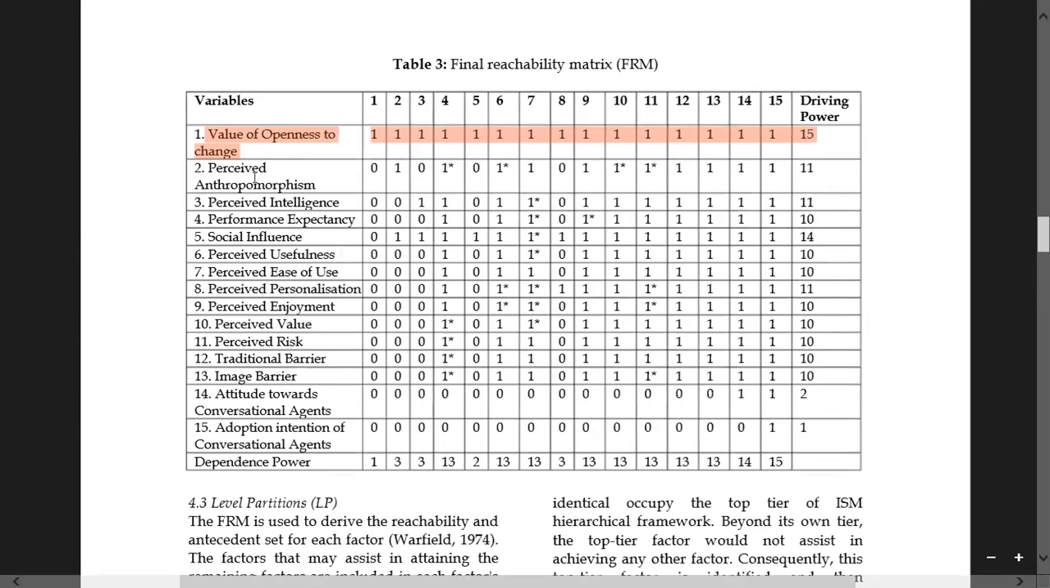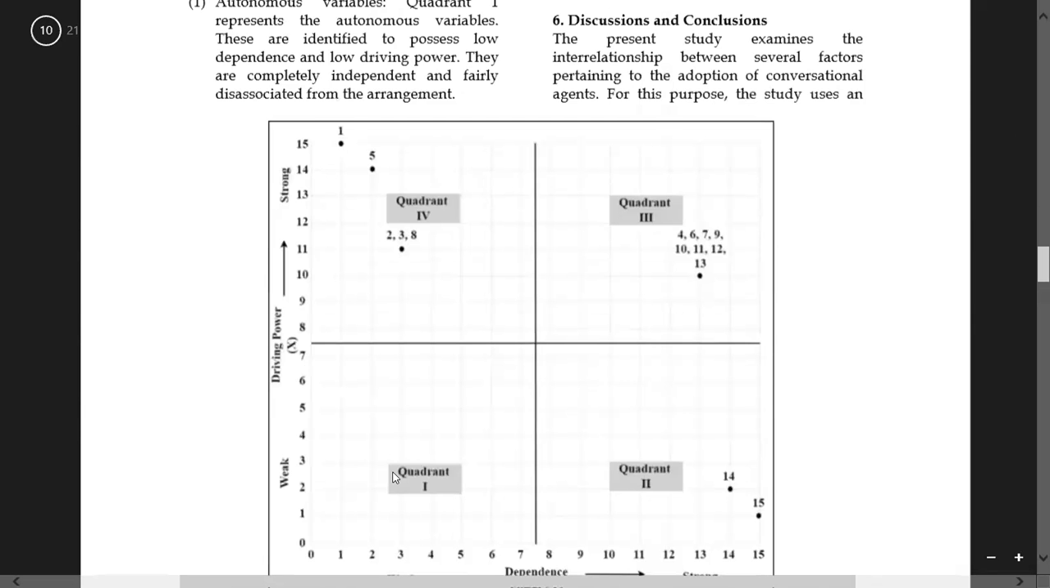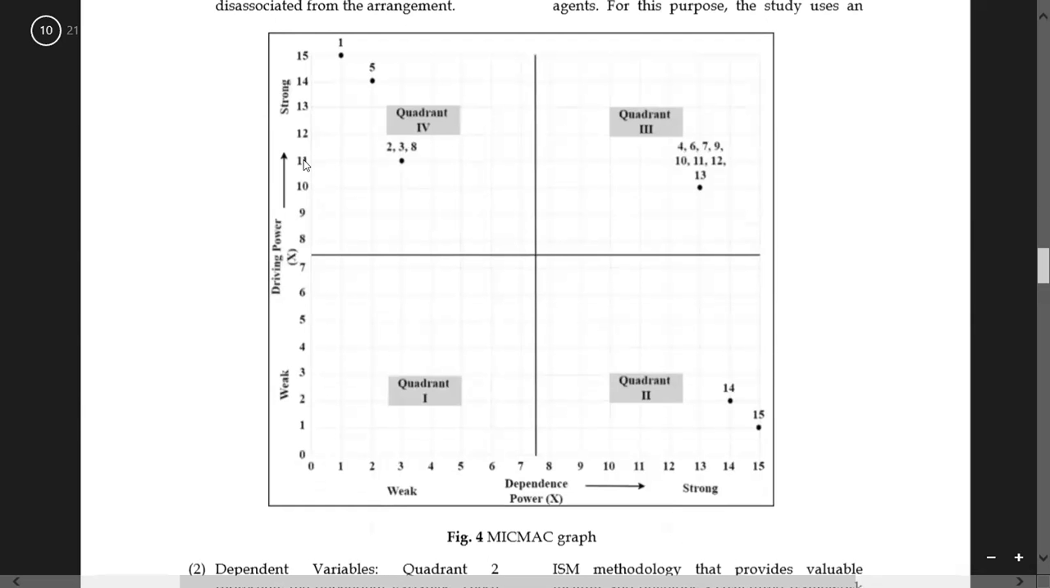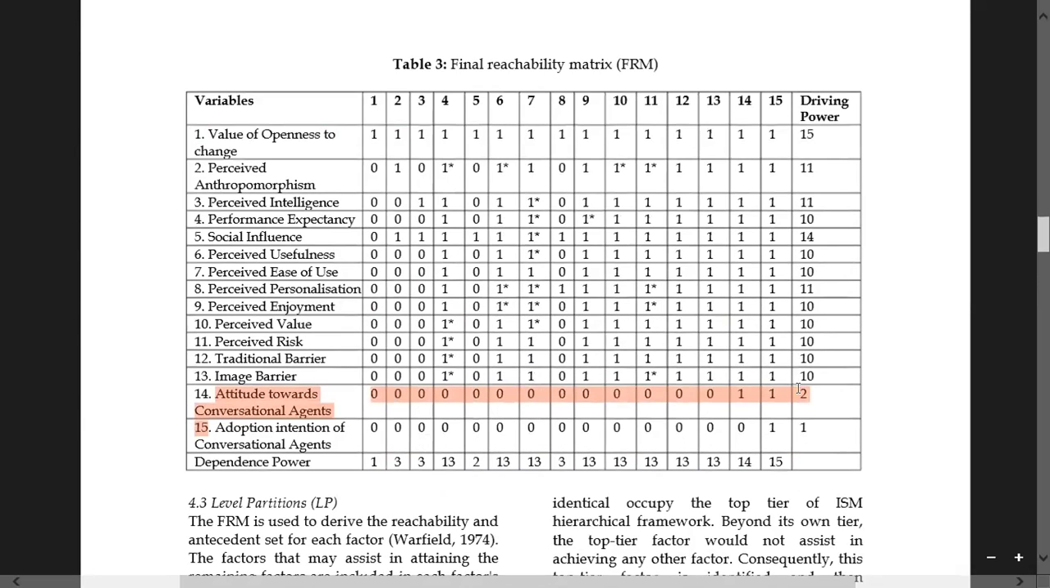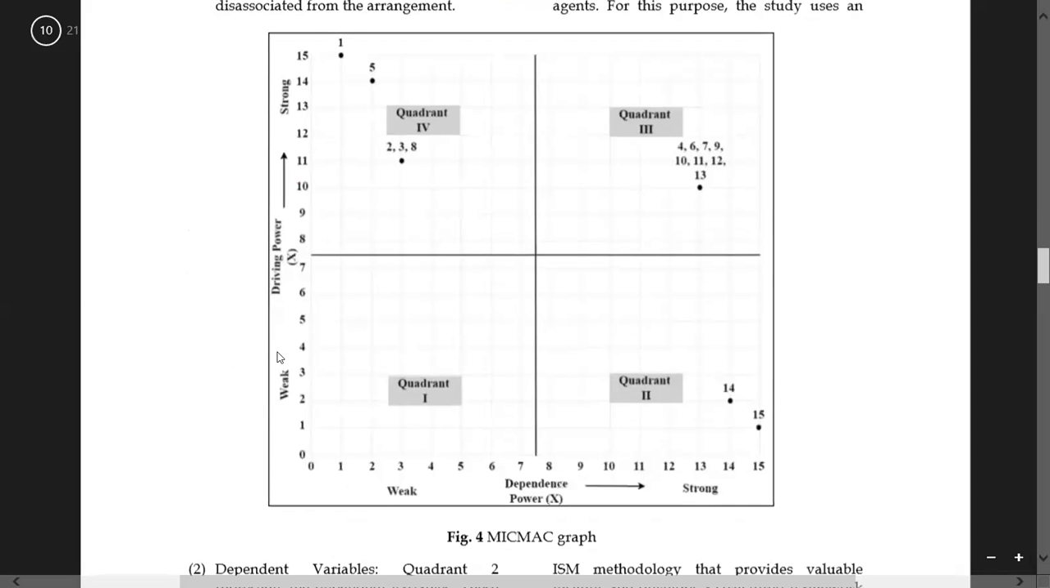Check one more. Anthropomorphism, driving power is 11 and dependence is 3. Driving power 11, this is the 11, and this is the 3, which means the second variable. Check one more. What about the attitude towards the conversation agent? Its total is 2, and look at the 14, 2, 14. Driving power 2. So come to the driving power, that's a 2. And 14 means it is here, 14. So put the number here.